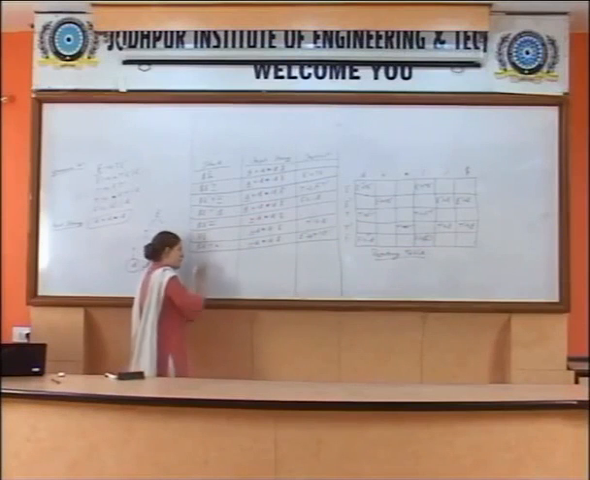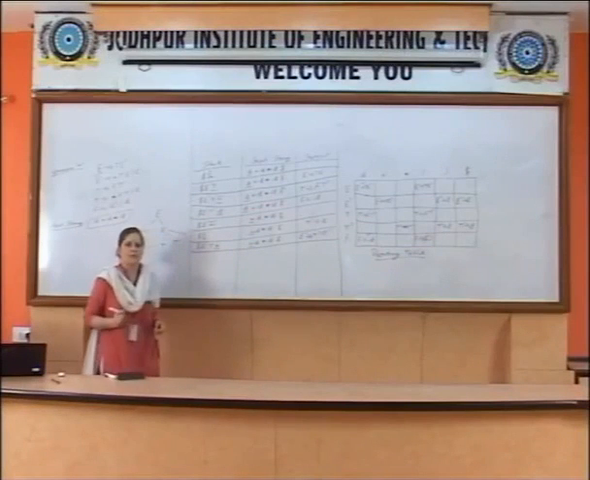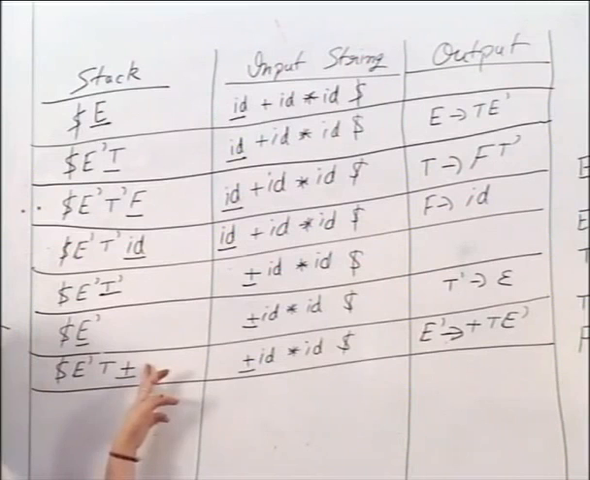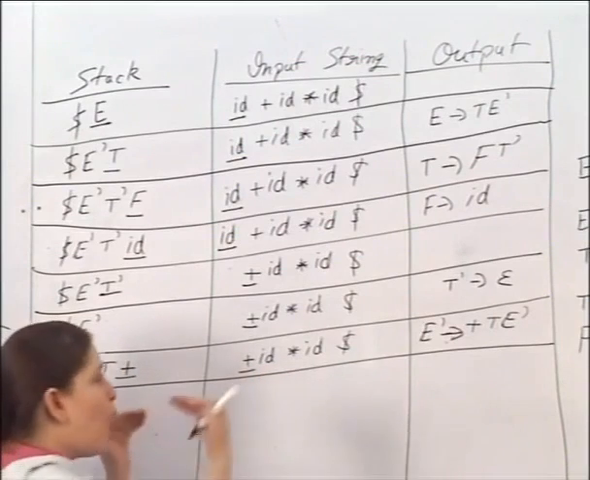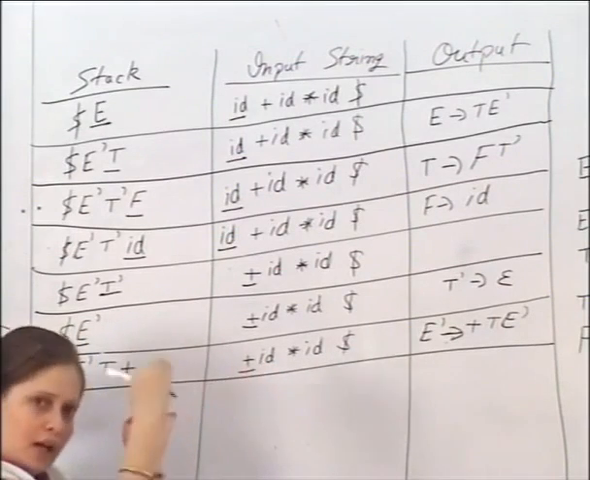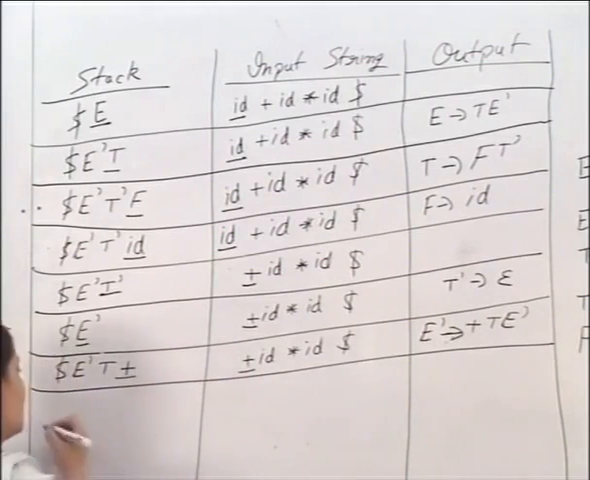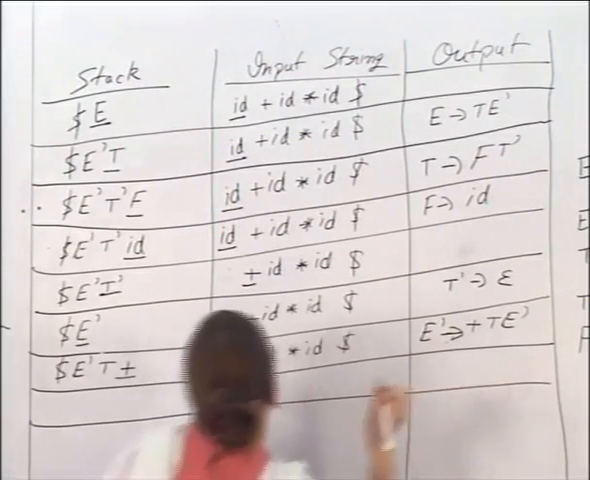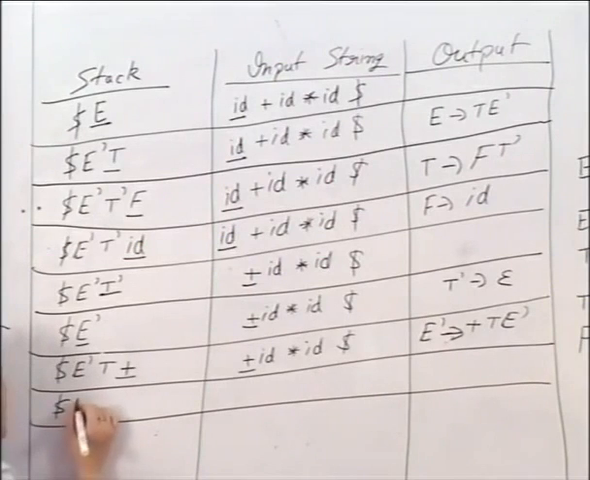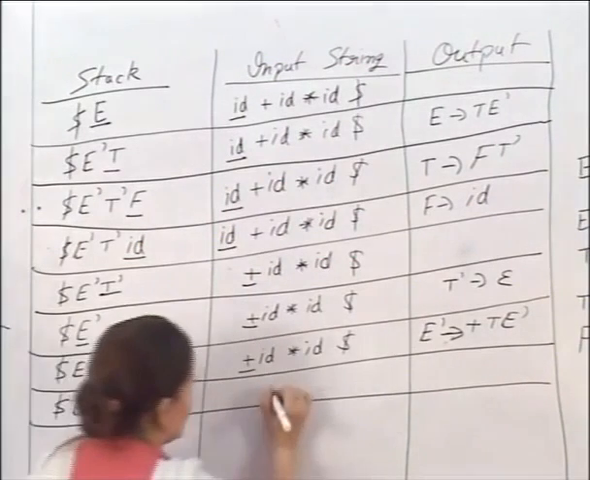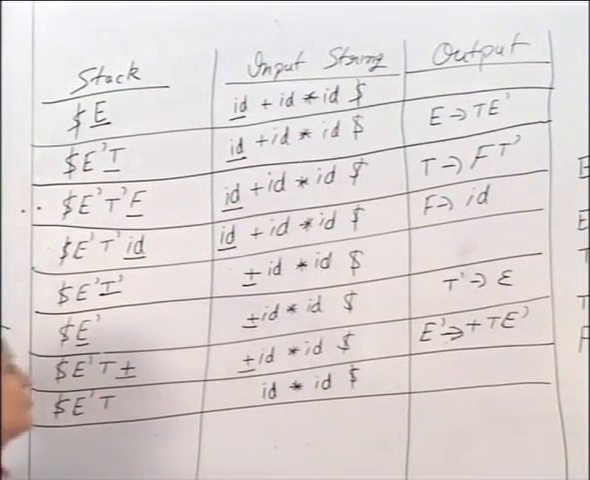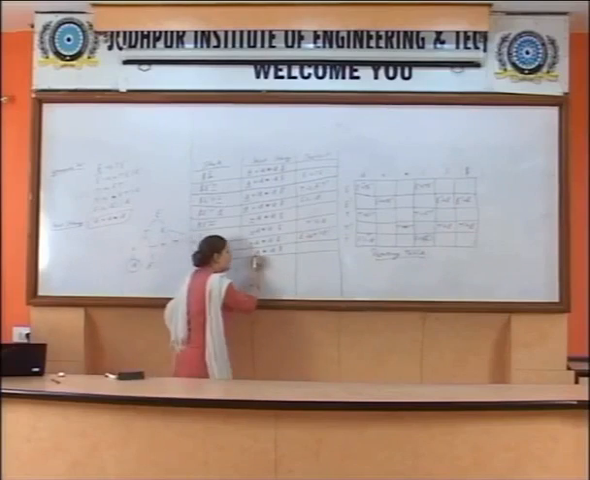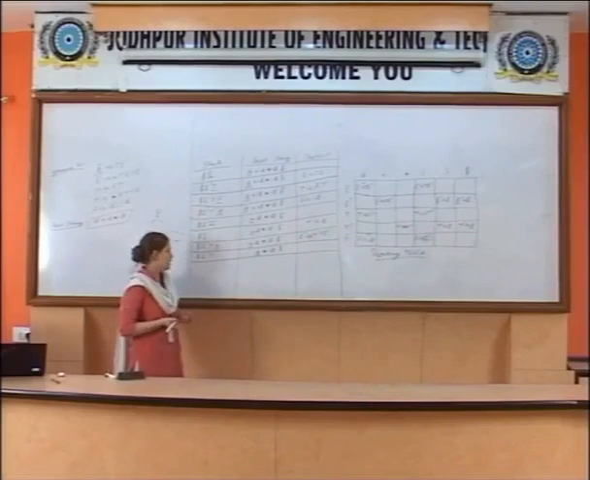Compare the current input symbol and the value at the top of the stack. The value at the top of the stack is a terminal symbol. So this terminal symbol is now checked for matching. This matches, that means pop both of them from the input buffer and from the stack. So now we have dollar E dash T, ID into ID. Now my input pointer has been forwarded and it is pointing towards ID.